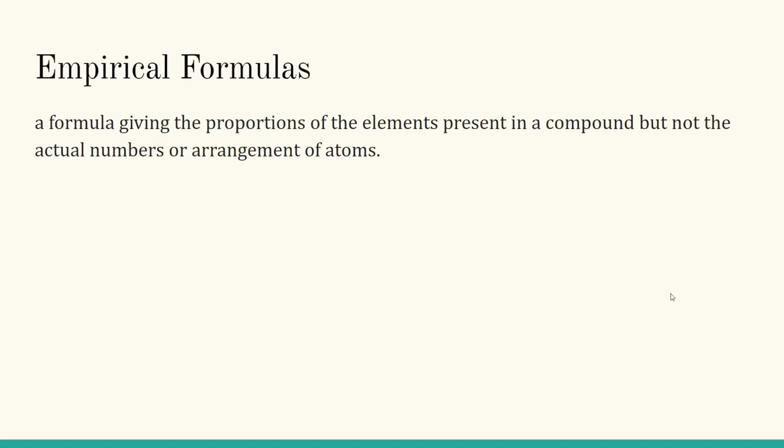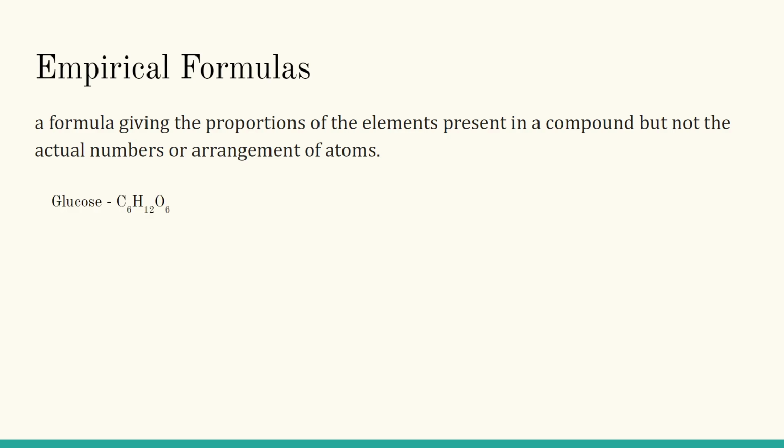The first thing that we're going to do is define empirical formulas. Empirical formulas are a formula giving the proportion of elements present in a compound, but not the actual number or the arrangement of atoms. So we're just looking for the ratio or the proportions of one element of a compound compared to another one.